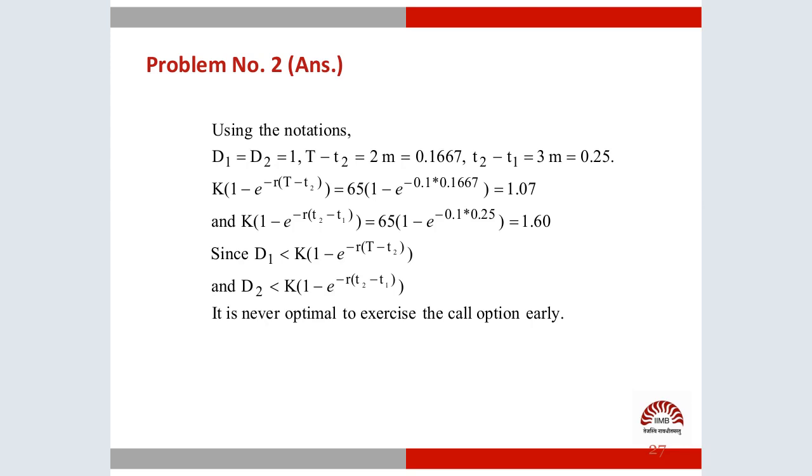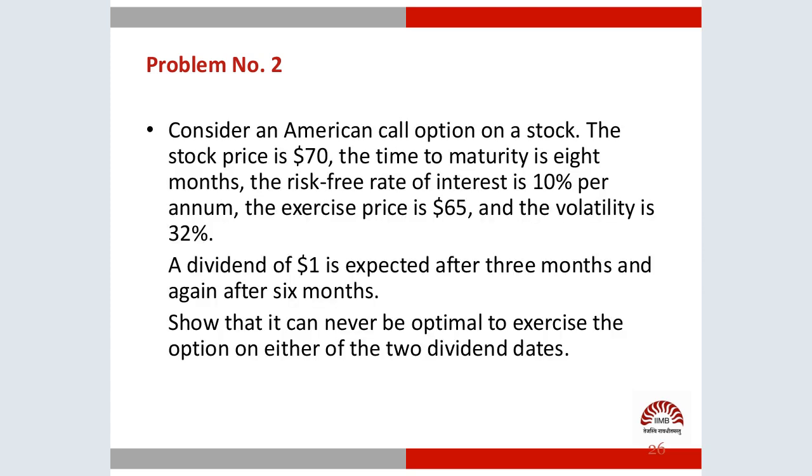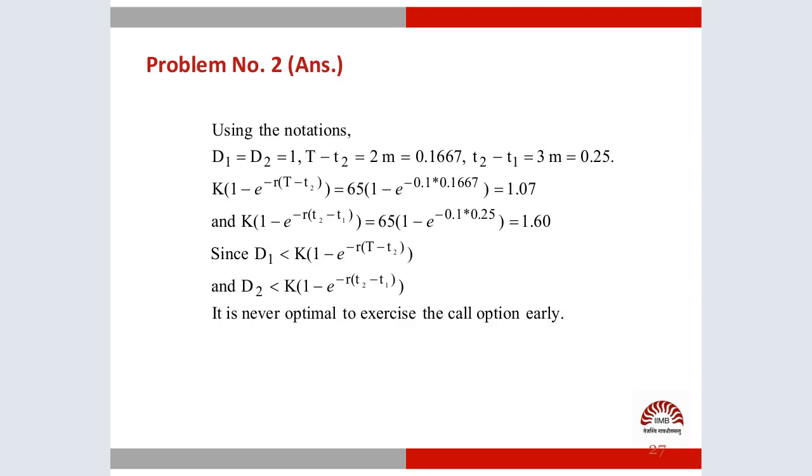So what are my dividends? My dividends are 1 each, so my D1 is 1, my D2 is 1. What are the time points of the dividends? Time to maturity is 8 months. The second dividend will be paid after 6 months, so the time between the payment of the second dividend and maturity is 2 months. And the time between the two dividends is 3 months, since one is paid after 3 months and the other after 6 months.